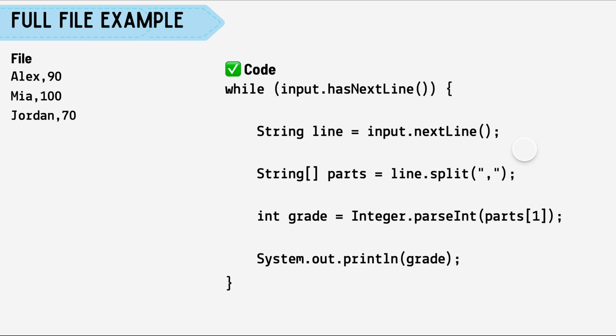Here's a full file example. Let me explain the code line by line. It checks if it has a next line, then it goes through and reads the next line, then it splits the information into parts and adds it onto the array, and it adds the grade. It has the grade, and then it just prints out the grade as an integer.